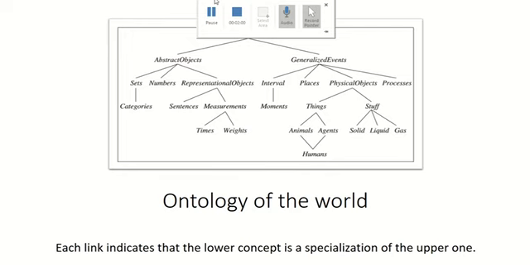Okay, so let's look at this particular tree. This is a general representation of the ontology of the world. Through this session, I'm going to describe the keywords written in this tree. And in this tree, each link indicates that the lower concept is a specialization of the upper one.